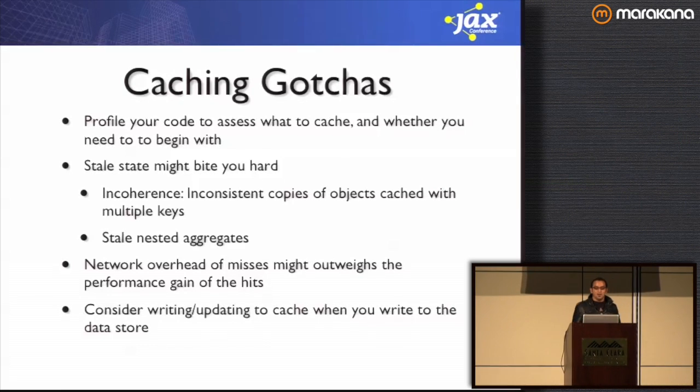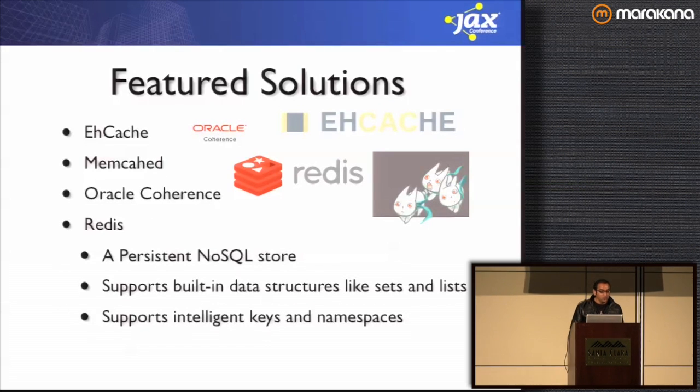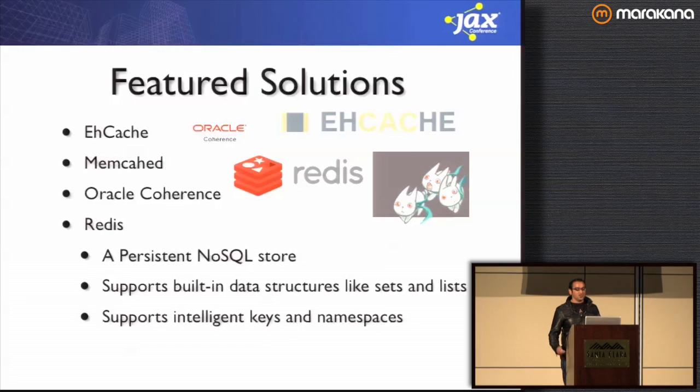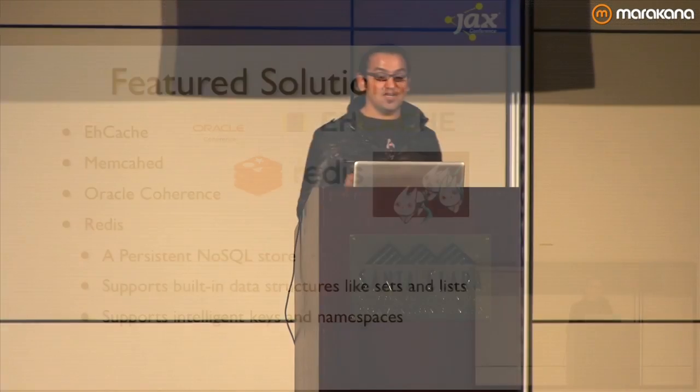Featured solutions right there if you want to explore are EHCache, Memcache, Coherence, and Redis, which is actually not considered to be a cache because it's persistent. It's a persistent NoSQL data store, which is just like a large map. It supports a lot of nice things like built-in data structures like sets and lists, and it has very intelligent keys and namespaces. If you're interested, you can come and talk to me after the talk.